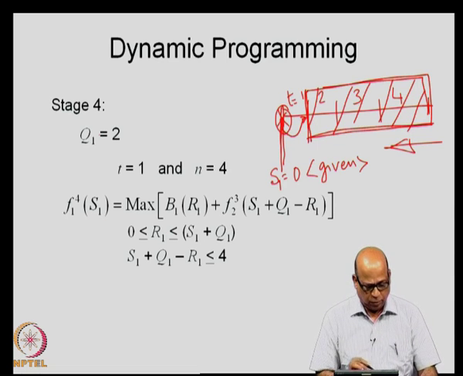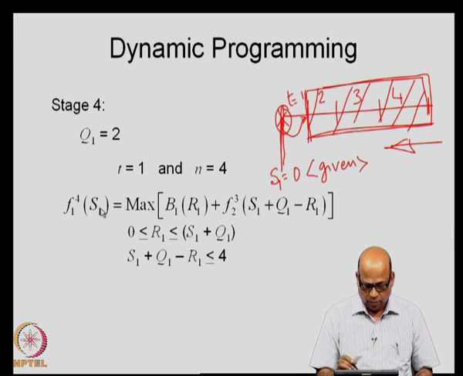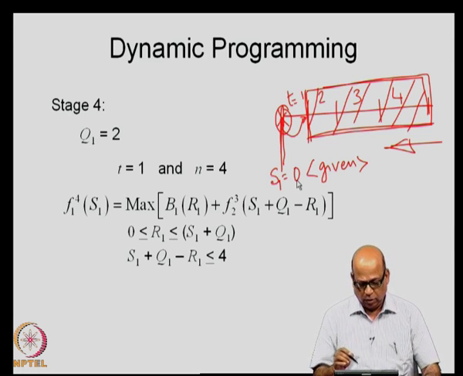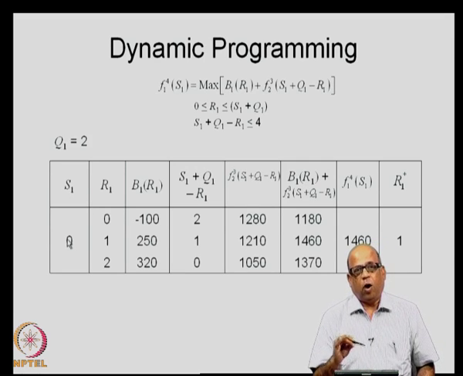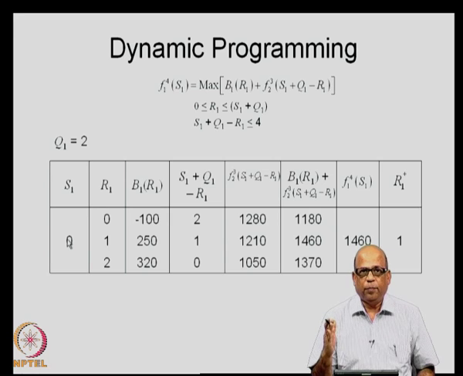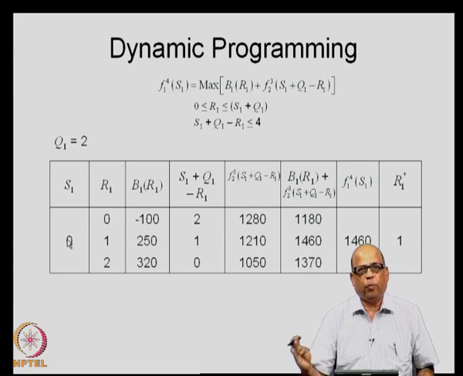Q1 is given as 2, and we will solve this for S1 equal to 0, because S1 is 0 in the problem. For all other stages, we solved for all possible values of the storage at the beginning of that particular time period in that particular stage. Because we did not know the storage, we asked the question in other stages: if my storage at the beginning of this time period is so much, then what should be my optimal value?